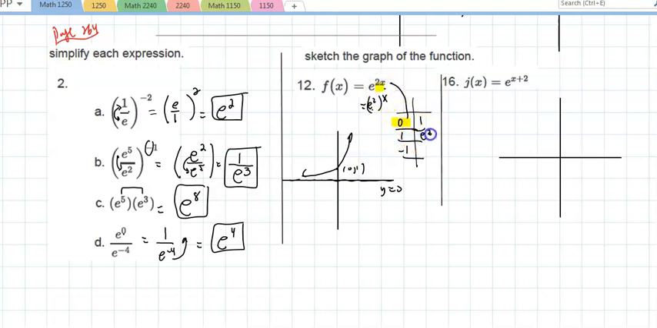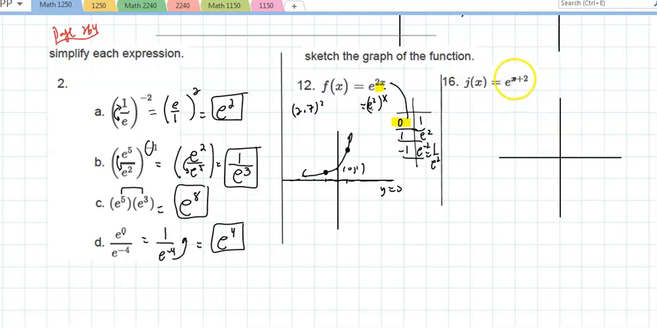Throw 1 in. Remember, e is 2.71. 2.7 raised to the second power is a positive number, bigger than 1 for sure. And if you put a negative 1, you get e to the negative 2, which is 1 over e to the second. 1 over 4 is about 0.25.